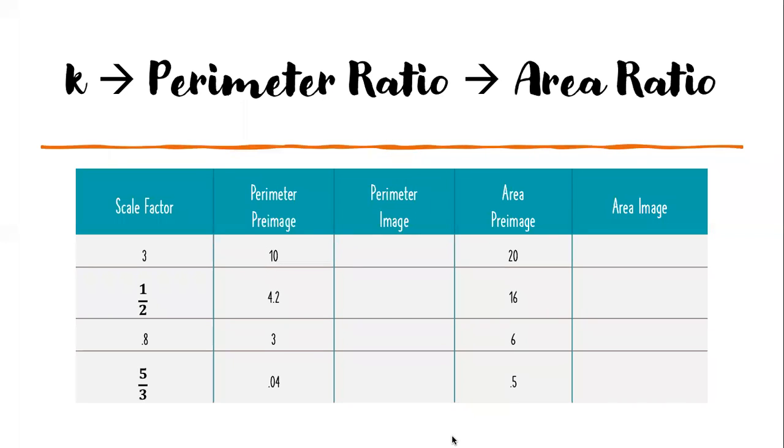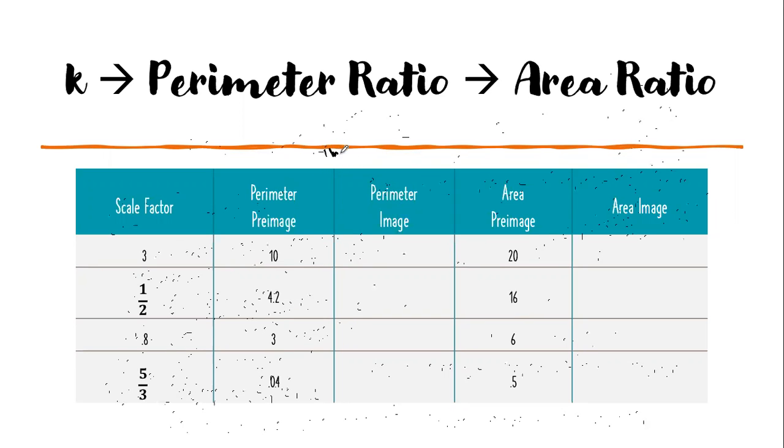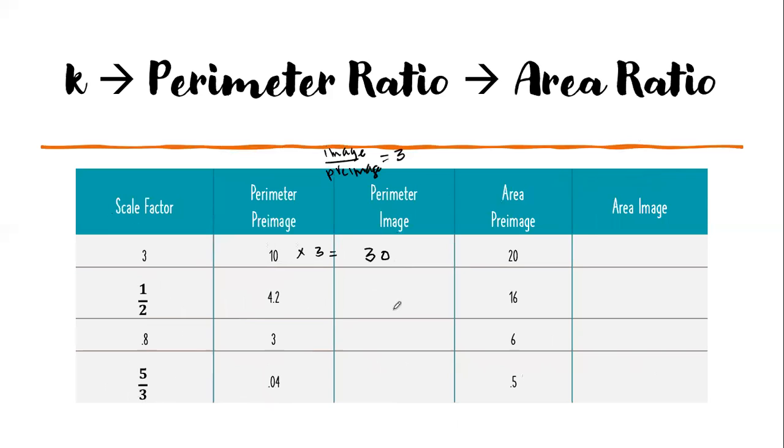So if my scale factor is 3 and the perimeter of my pre-image is 10, how would I find the perimeter of my image? Perfect, 3 times 10. Because I know that the ratio between image and pre-image, my image perimeter over my pre-image perimeter should equal the same thing as the scale factor, 3. So 10 times 3 will give me 30. So this would be 30.